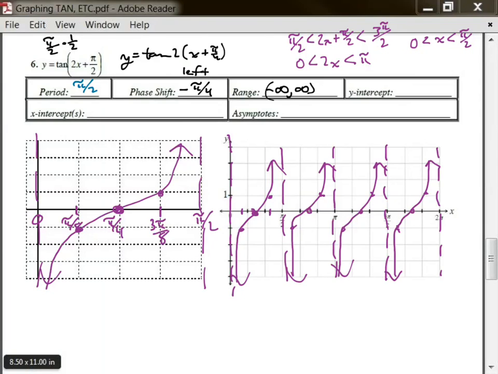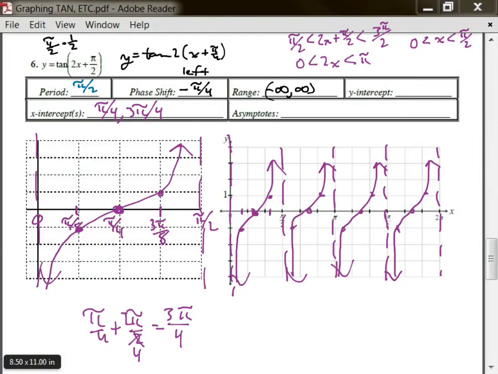Alright, so now we have our x-intercepts. The first one's at pi over 4. The next one is right there, which is pi over 4 plus the period. So what's pi over 4 plus pi over 2? Let's just write that out. Pi over 4, I add pi over 2, which is 2 pi over 4, and so we have 3 pi over 4. That's our next x-intercept. 3 pi over 4. I have two more to write.